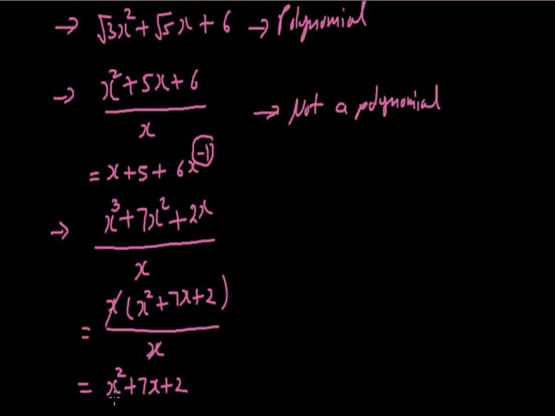So again we check the powers of the variables. Here the power of the variable is 2, that is a whole number. Here for x, the power of the variable is 1, so it is a whole number, so we can say that it is a polynomial.